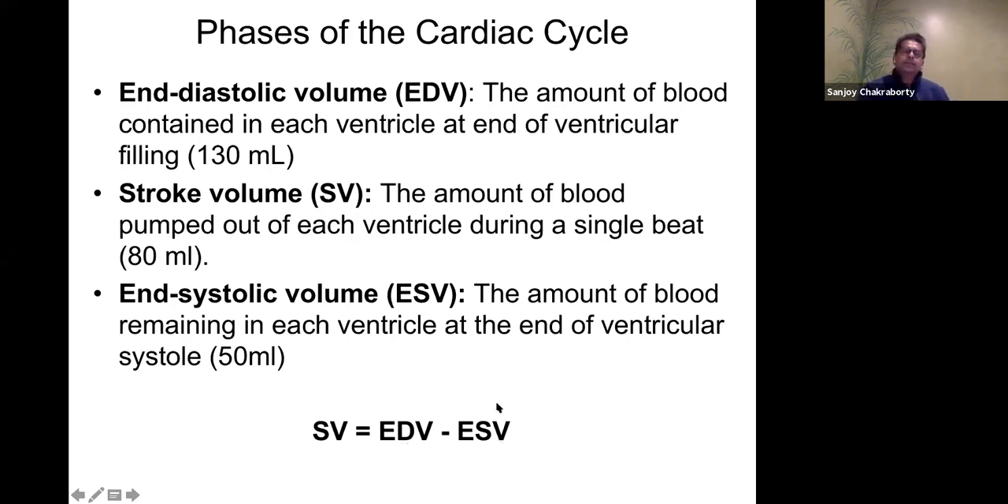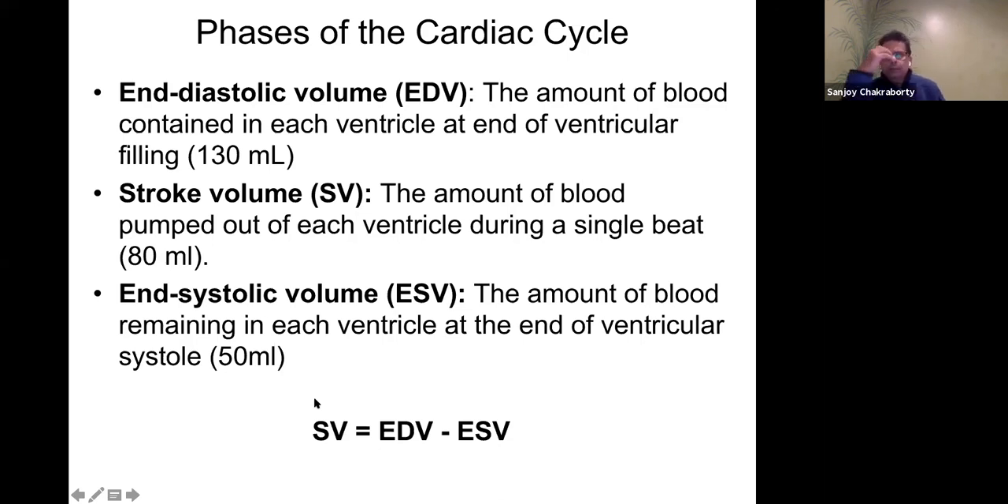In other words, let's say you earn $500 per week, you spend $400 per week, so you save $100. So you earn $500, which is EDV in this case, and then you save $100. That means that's the ESV, your savings. So how much did you already spend? 500 minus 100, 400 you spent. That's the amount that went into the aorta.